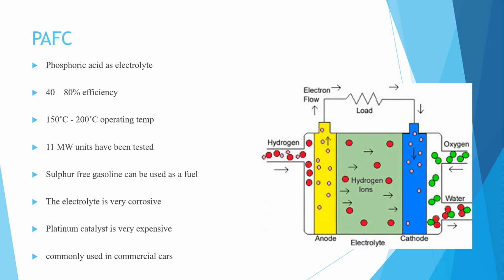For the PAFC, phosphoric acid is used as an electrolyte. Its efficiency ranges from 40 to 80%. The efficiency range of the phosphoric acid fuel cell is 40 to 80%, and the operating temperature is between 150 degrees Celsius and 200 degrees Celsius.